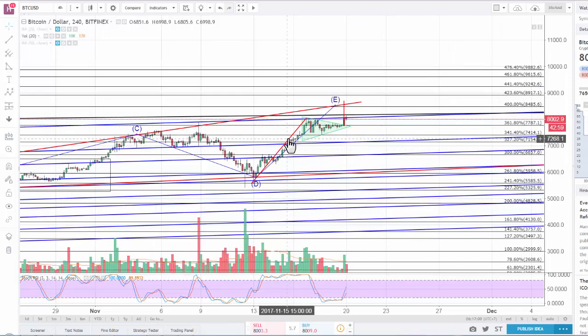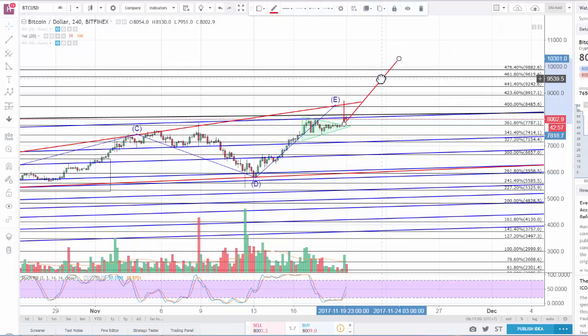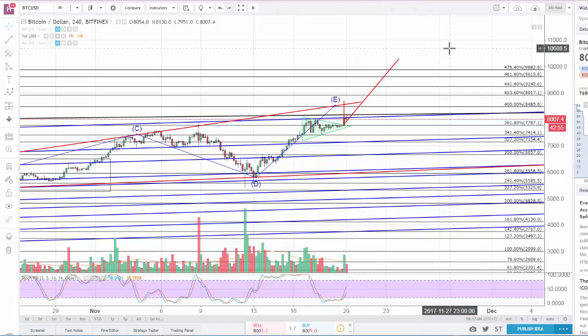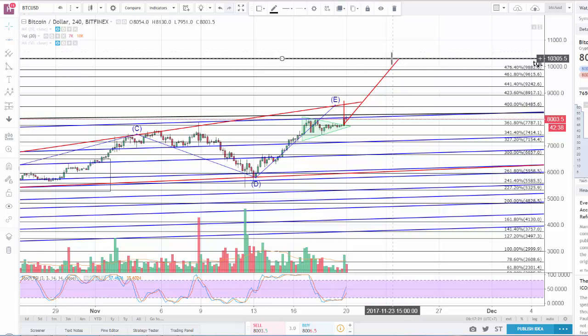So we have to get the pole and put it here on the breakout, and the target is all the way up here for exactly $10,000. Not exactly, but 10,280, more or less, in Bitfinex. So the target would be at 10. Let's call it 10,000. I'm gonna put this line here.